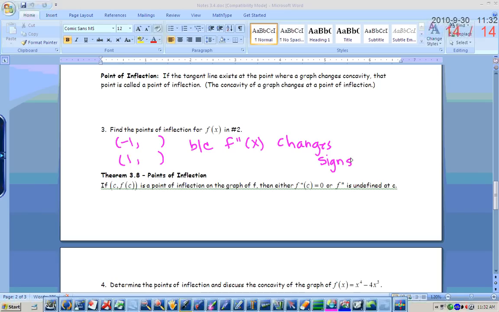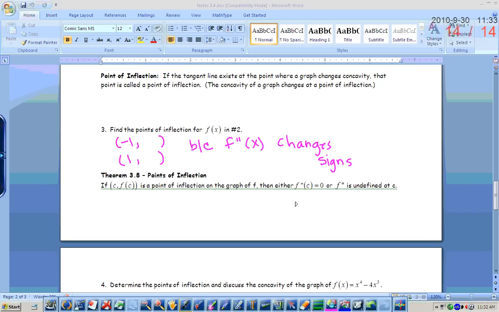It doesn't matter whether, like for a maximum, f prime needs to be changing from positive to negative. But for a point of inflection, your concavity just needs to be changing. So you don't need to specify whether the second derivative is changing positive to negative or negative to positive. A point of inflection is only going to occur where the second derivative equals 0 or where the second derivative is undefined, because that's the only time that your graph will change concavity.